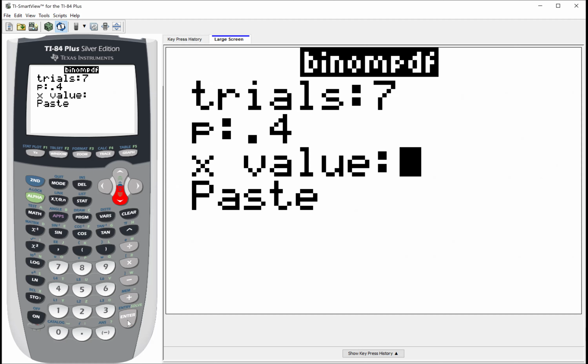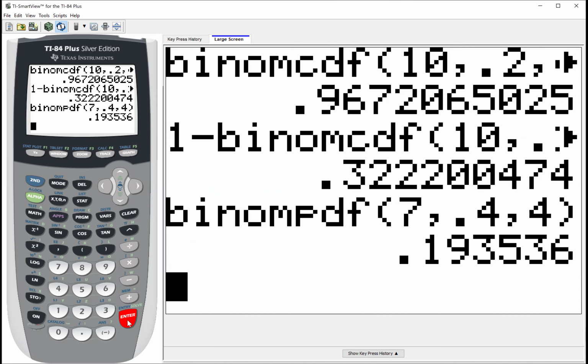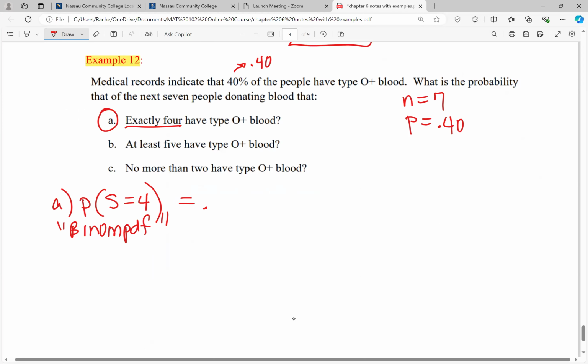And we're interested in calculating 4 successes. So we said S was 4, but the calculator uses X. We're going to paste, calculate. And to 4 places, we get about 0.1935. And we could write that down. So our answer is going to be 0.1935.